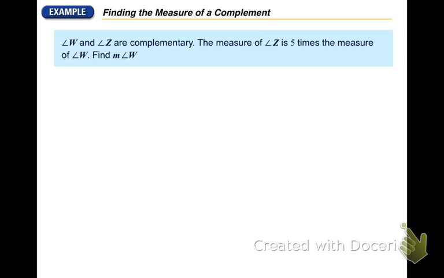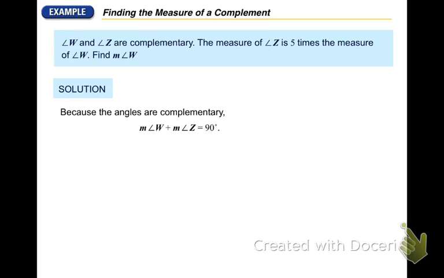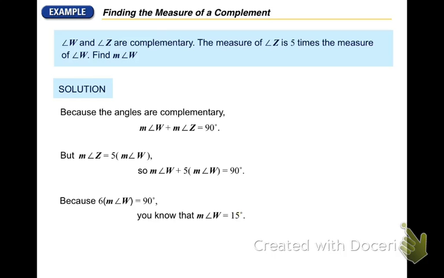Angle W and angle Z are complementary. The measure of angle Z is 5 times the measure of angle W. Find the measure of angle W. Well, if these two angles are complementary, we know that they'll add to 90 degrees. We can rewrite the measure of angle Z by substituting in 5 times the measure of angle W. And if we substitute that into our first equation and combine like terms, we'll have 6 times the measure of angle W equals 90 degrees. That tells us W must measure 15 degrees.